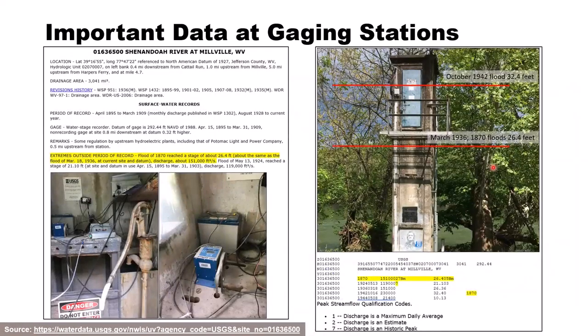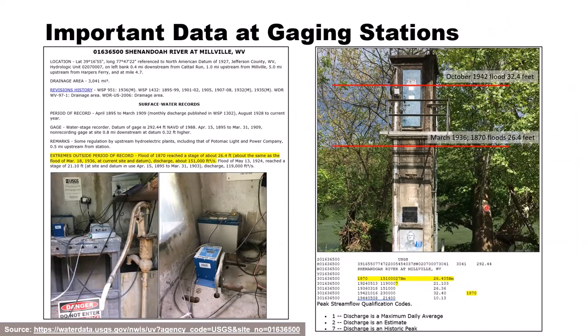Valuable information is obtained from visiting gauging stations on the USGS NWIS website. Here's an example from the Shenandoah River at Millville, West Virginia. The water summary shown on the left provides gauge heights and extremes for a historic flood in 1870. The pictures show instrumentation platforms, which is the base gauge height elevation, and the equipment in the gauging station. The three largest flood stages are shown on the right.